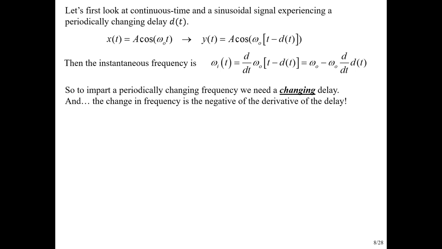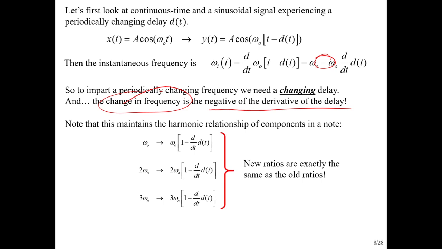So we see that to periodically change the frequency, we need a changing delay that will also change periodically. And we see that the change in our frequency is related to the negative of the derivative of the delay. So we need to keep that in mind when we're doing this. And one further thing to note, because we're doing this frequency change based upon this time varying delay, the harmonic relationship between the notes will always remain the same.